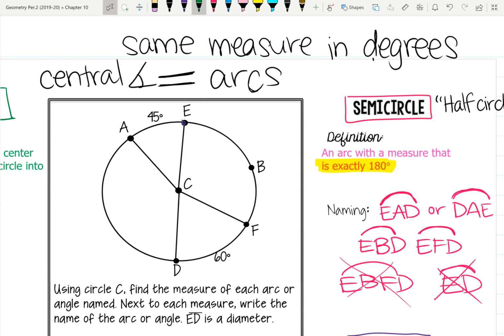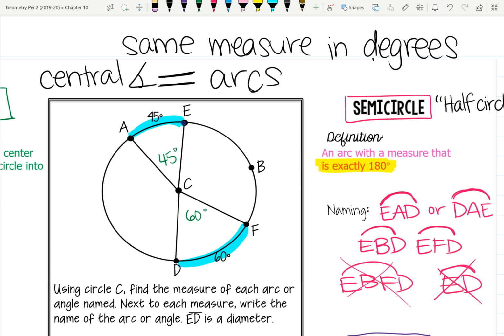In other words, let's take a look at this example. Earlier, we had mentioned that arc AE is 45 degrees. Well, if that arc, AE, is 45 degrees, that means this central angle here, ACE, is also 45 degrees. In fact, since this arc over here is 60 degrees, that means this angle is also 60 degrees. By the way, these are not vertical angles because, as you can see, this line here is really crooked.